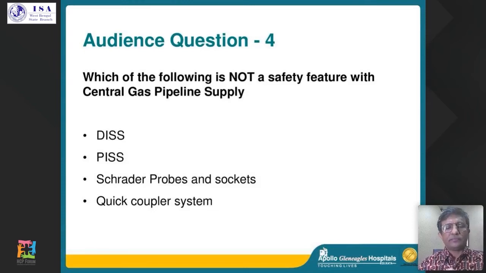The next one. Which of the following is not a safety feature with the central gas pipeline supply? Is it the diameter index safety system, or is it the pin index safety system, or is it the Schrader probes and sockets, or is it the quick coupler system? Not a safety feature.